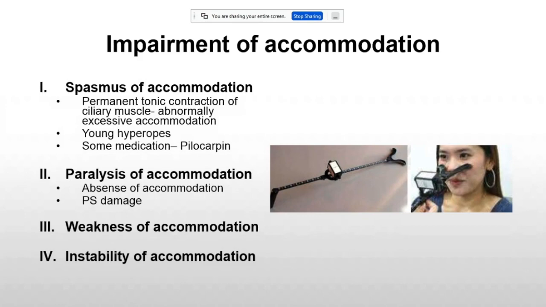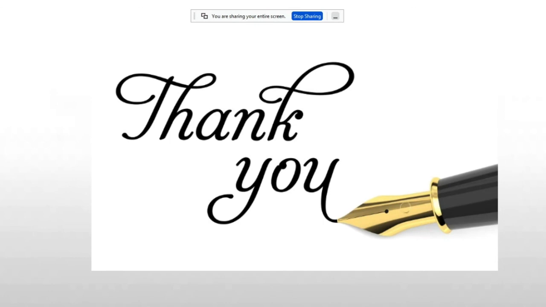Paralysis of accommodation is full absence of accommodation, usually because of parasympathetic damage. You can also have weakness of accommodation or instability. People can easily become tired and can't really read for a long time. Lots of factors might cause this impairment of accommodation.